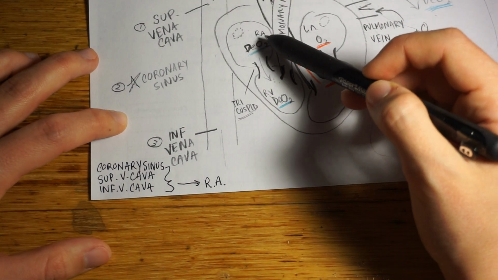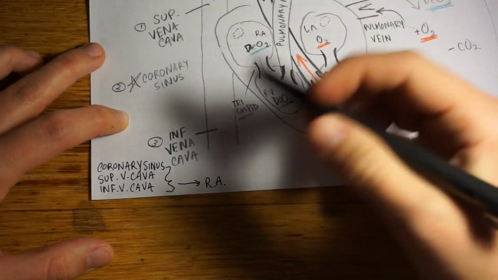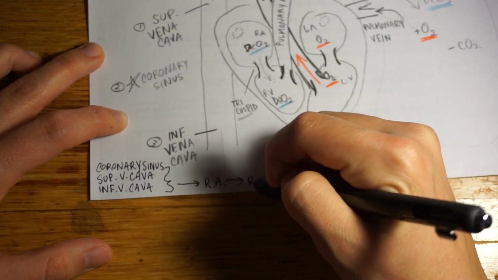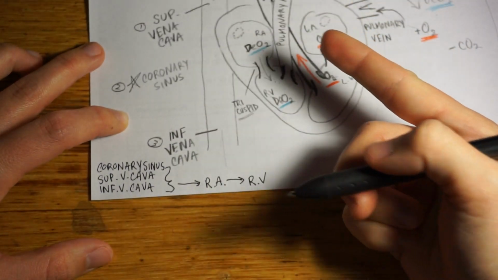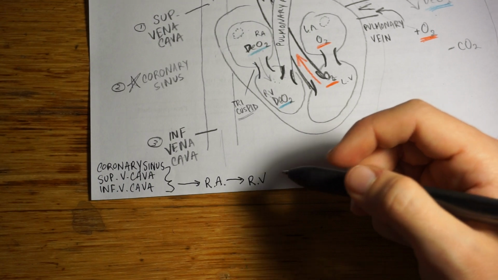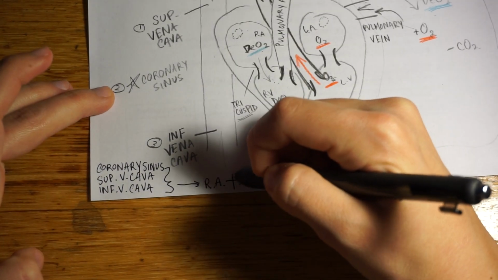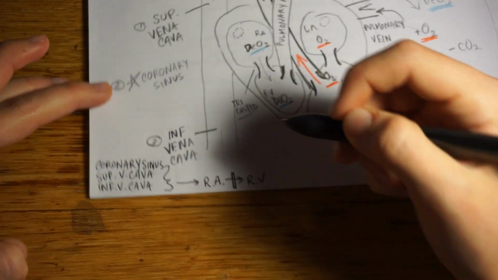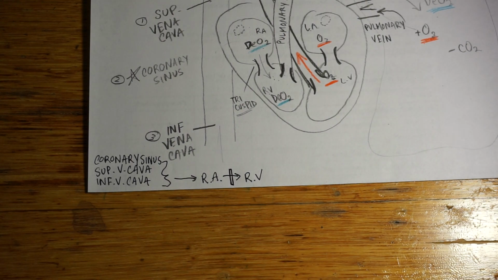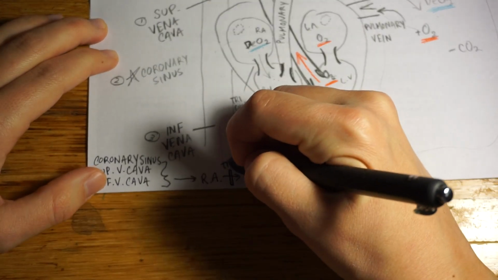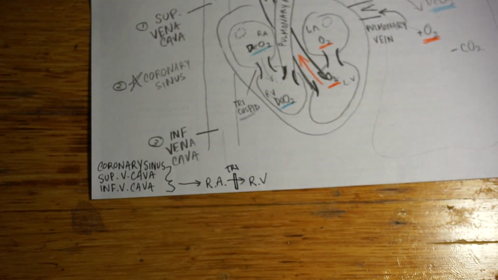This deoxygenated blood in the right atrium goes to the right ventricle. So let's draw another arrow. It's going to the right ventricle. But a thing you should add into your notes is, what does it have to go through? What door does it have to go through in order to get there? That's going to be your tricuspid valve. So I'll just write tri there.